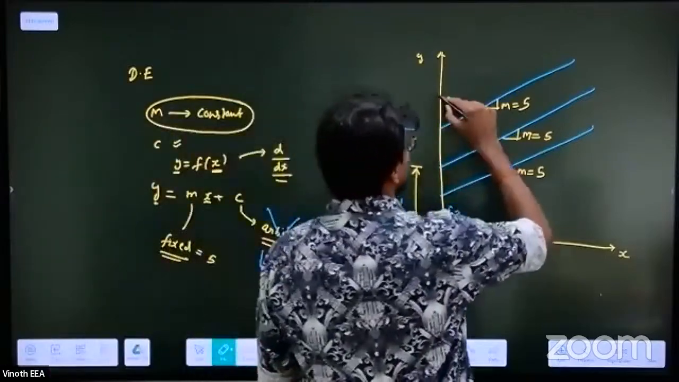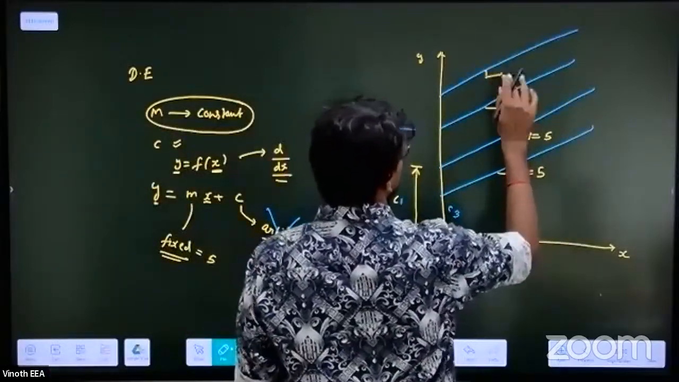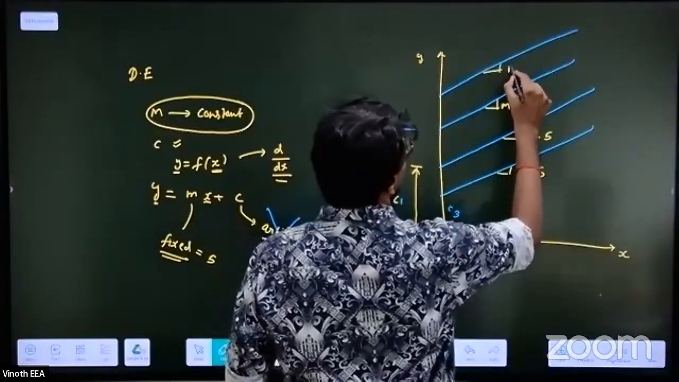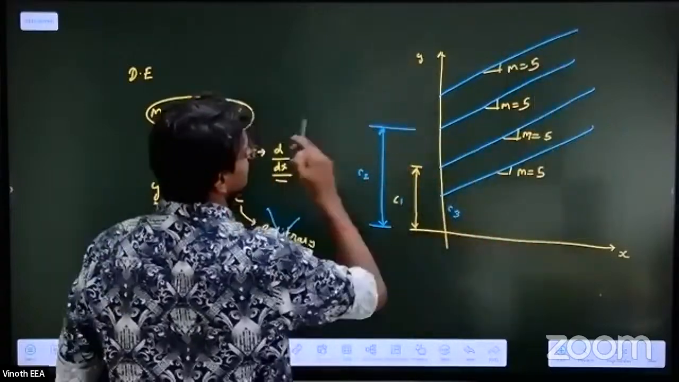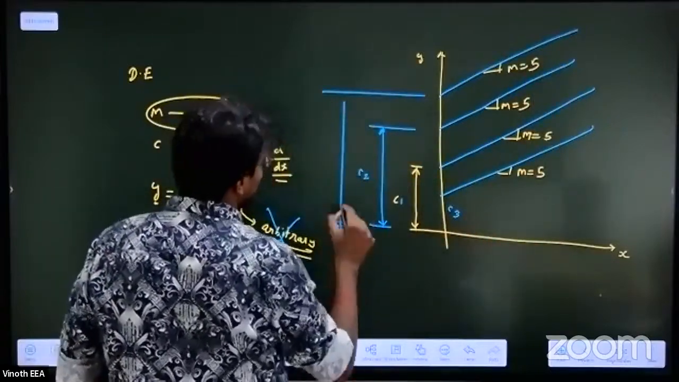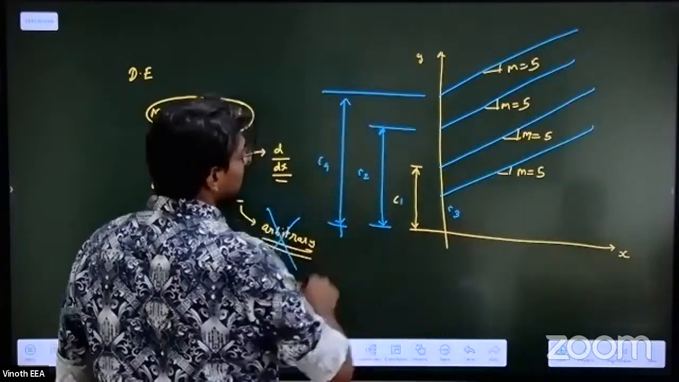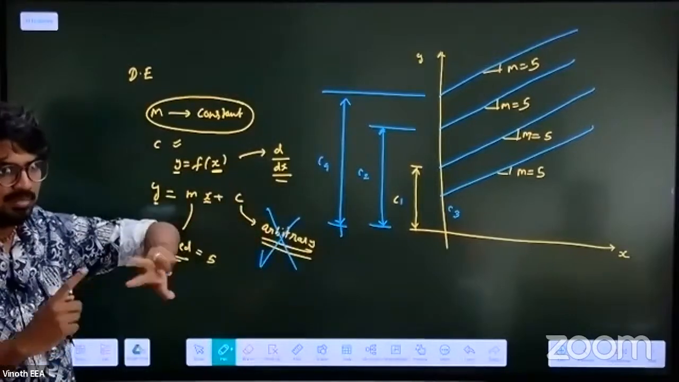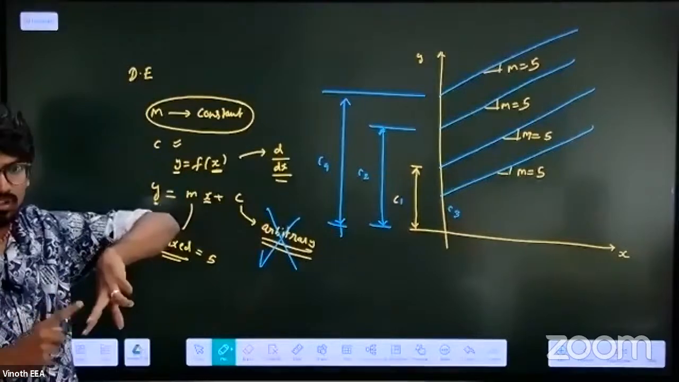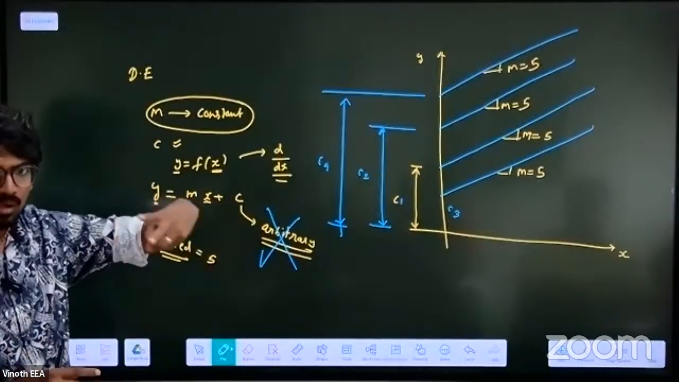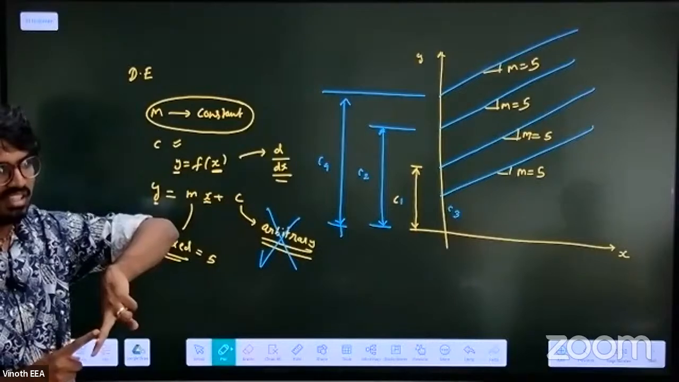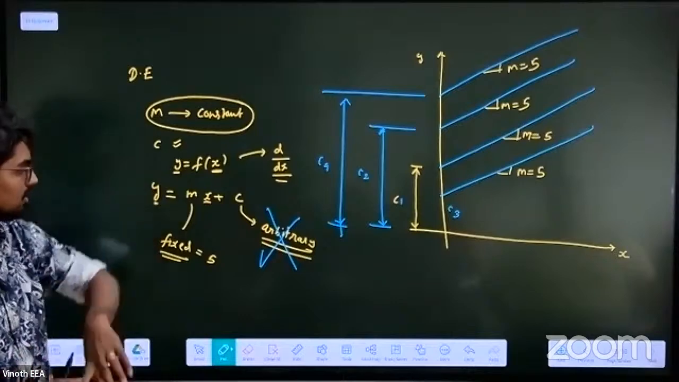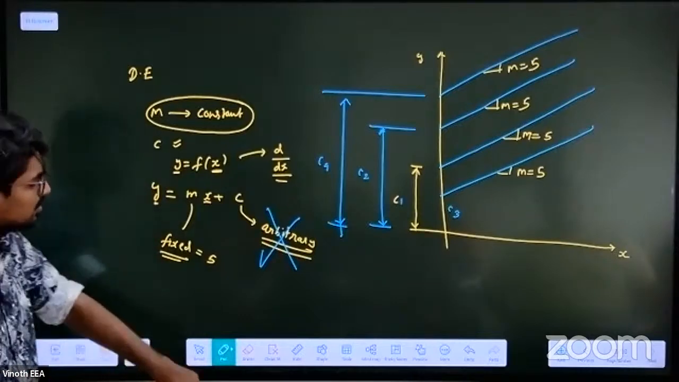Similarly, if I draw another line, the slope is still constant, but my intercept has increased. So when I want to form an ODE, I want to eliminate the arbitrary constants alone. So first understand arbitrary constant and fixed constant. However many times you draw a line, a fixed constant won't change, but an arbitrary constant will change. Okay. Now, how to eliminate it? What should be the procedure?